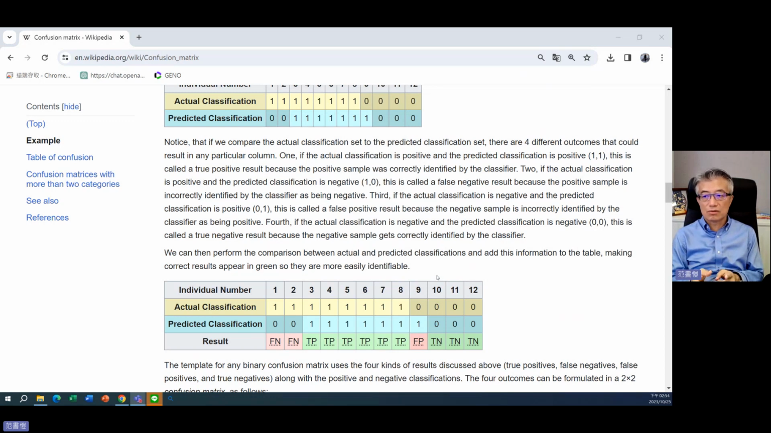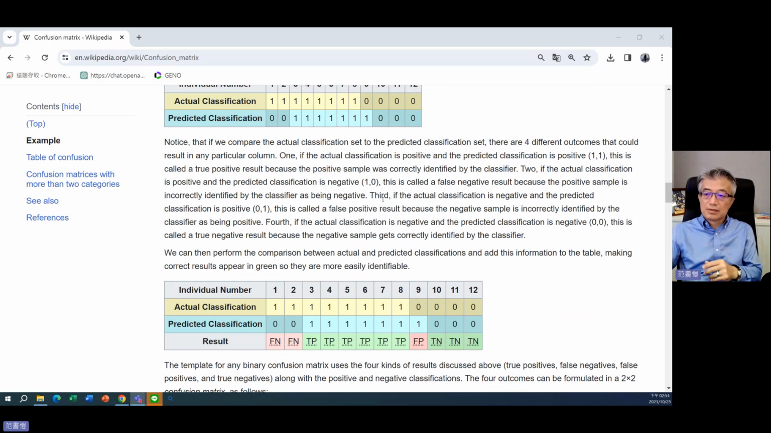Number 2, if the actual classification is positive, unfortunately, the predicted classification is negative. So this is a 1, 0. It should be detected as positive. However, we are unable to reveal it. So this is called a false negative. This is a type 2 error. This is a really significant mistake we don't want to make in industrial engineering, since it belongs to the consumer's risk, because the positive sample is incorrectly identified by the classifier as being negative.